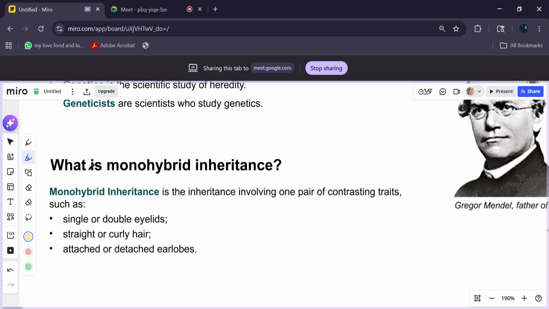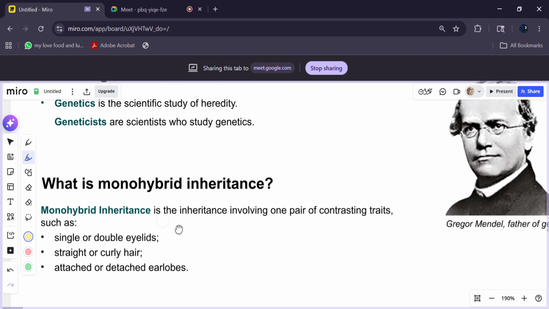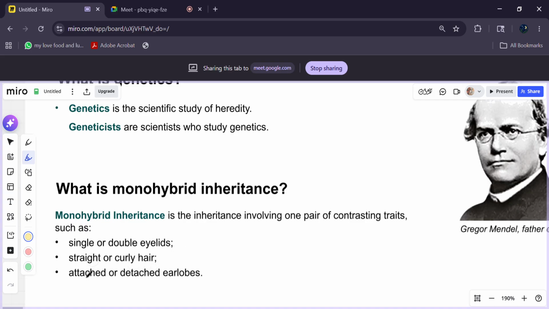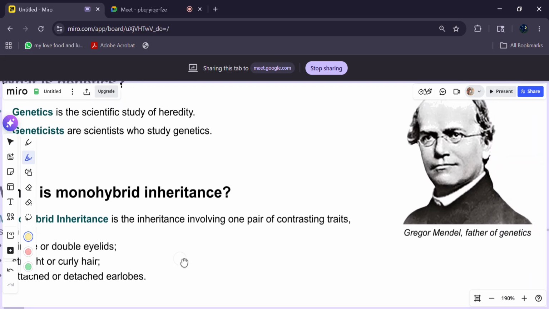So what is monohybrid inheritance? Monohybrid inheritance is the inheritance involving one pair of contrasting traits, such as single or double eyelids, straight or curly hair, and attached or detached earlobes.